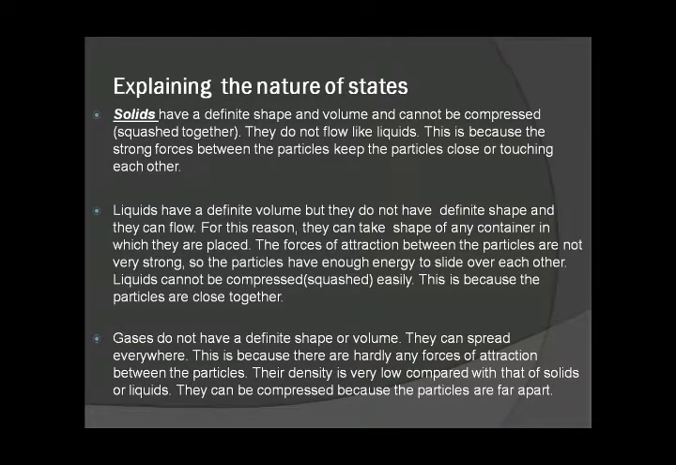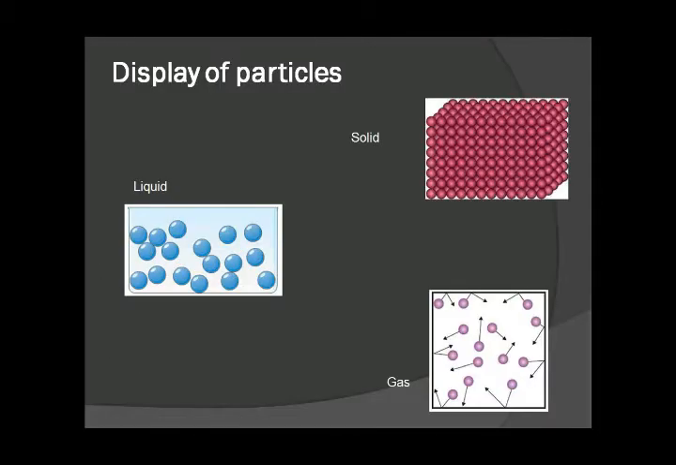Gases do not have a definite shape or volume. They can spread everywhere. This is because there are hardly any forces of attraction between the particles. Their density is very low compared with that of solids or liquids. They can be compressed because the particles are far apart. So, the display of particles: as you can see in the solid, how close it is together.